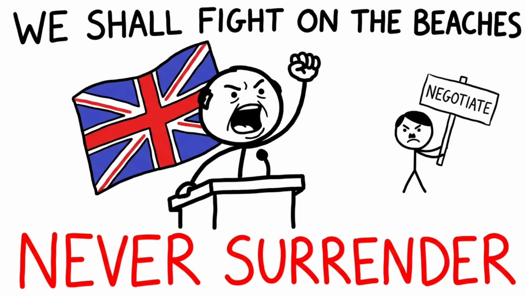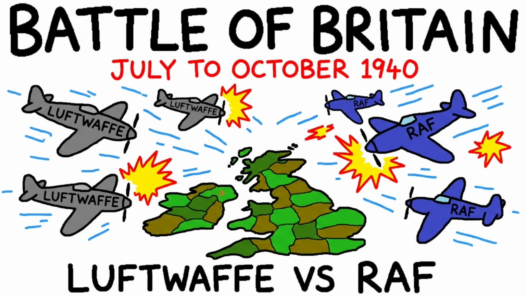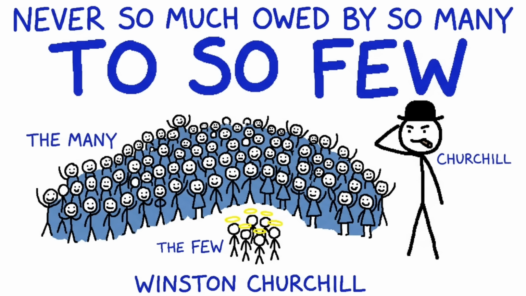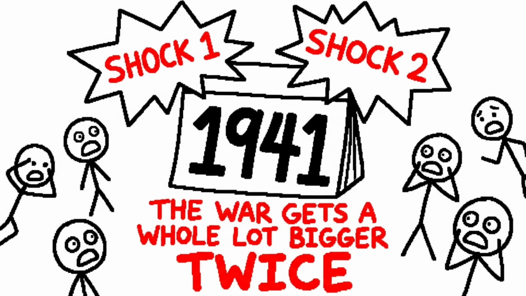Britain refused. So Hitler ordered the Luftwaffe, the German Air Force, to destroy the Royal Air Force and clear the way for a naval invasion. From July to October 1940, the two air forces fought one of history's most intense aerial battles over the skies of Britain. The RAF held. Germany never achieved air superiority. The invasion plan, Operation Sea Lion, was shelved. Churchill later said of the RAF pilots, "Never in the field of human conflict was so much owed by so many to so few." By 1941, the war was about to get a whole lot bigger.